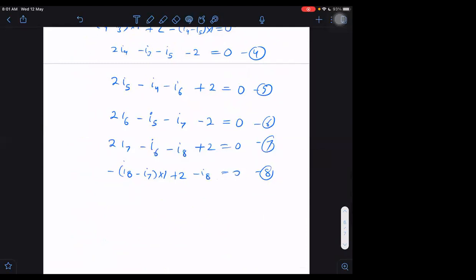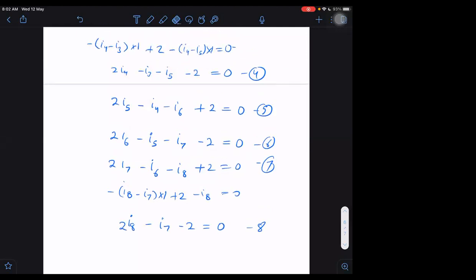Is it right or not? Now we can write it as 2I8 minus I7 plus 2 equal to 0, minus I7 minus 2 is equal to 0. That is our equation number 8.